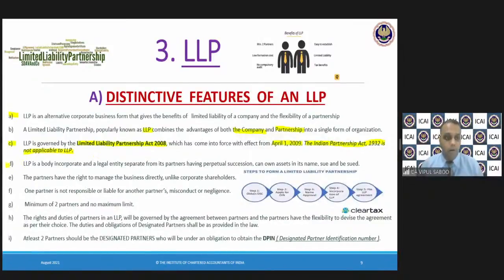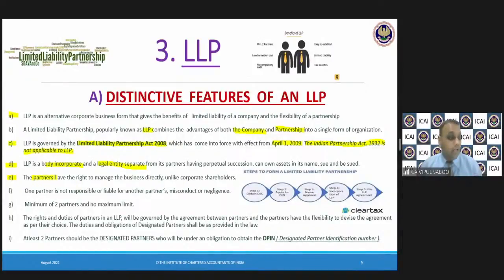It is a body incorporate and legal entity separate from its partners, having perpetual succession, can own assets in its name and sue and be sued. It can sue a third party and also be sued. Sued means case karna. The partners have the right to manage the business directly, unlike corporate shareholders.